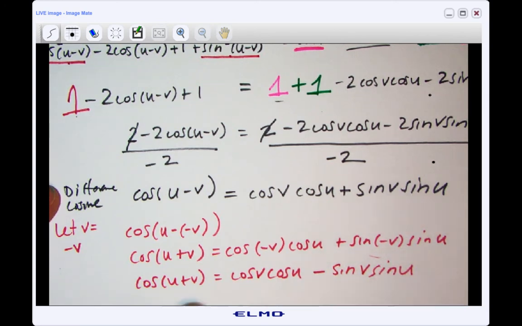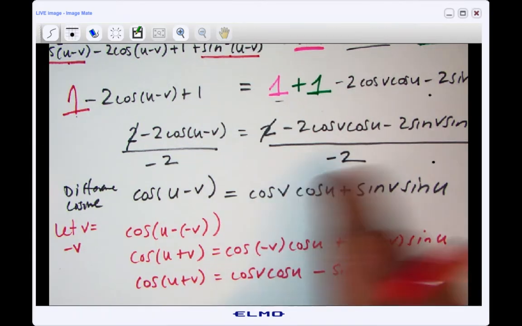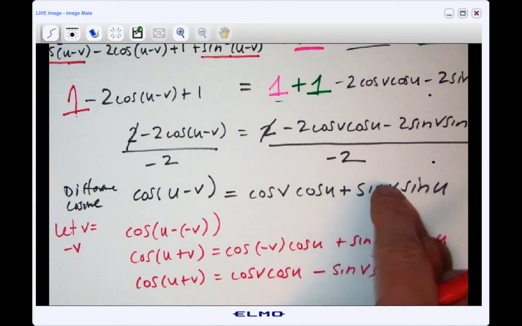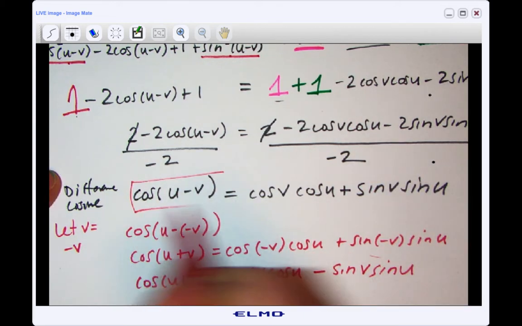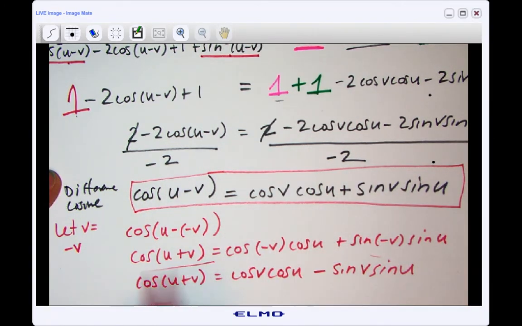And this is the one that looks similar to what you'll find in your textbook. They might actually switch these around. I don't know. It doesn't matter because multiplication is commutative. They might even switch these around because addition is commutative. But these are our two formulas, our difference and our sum.